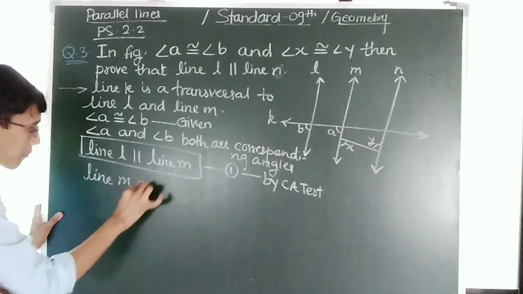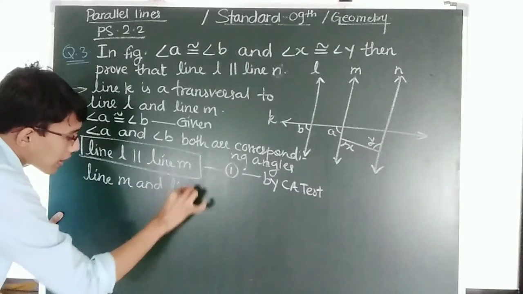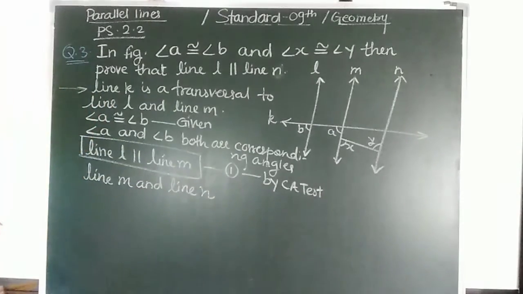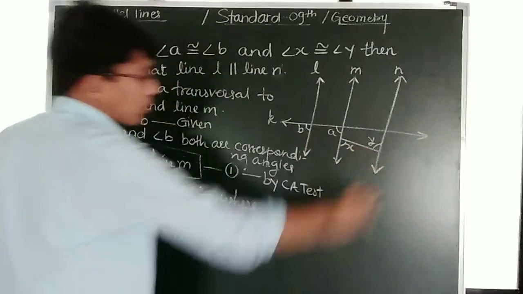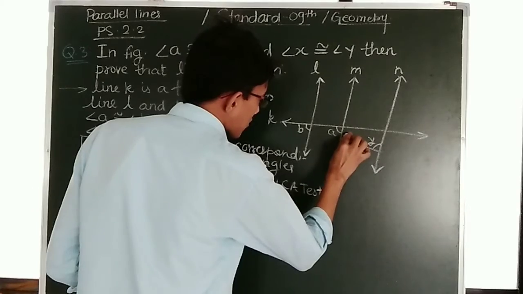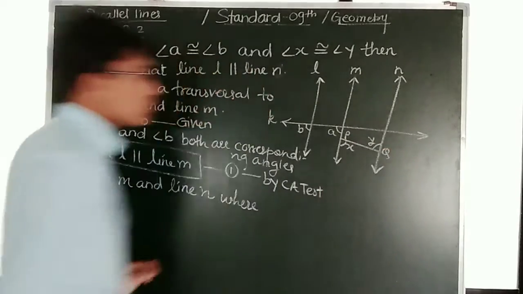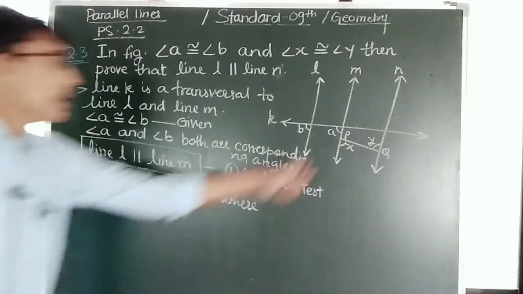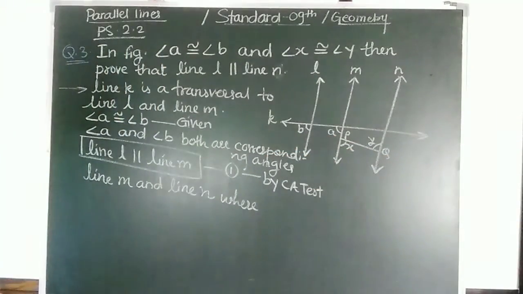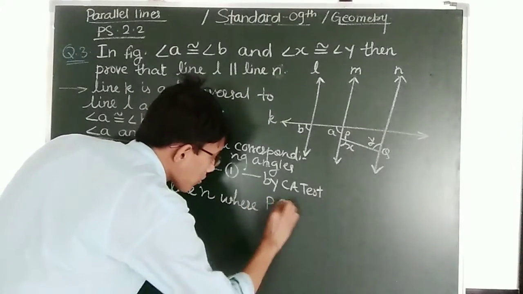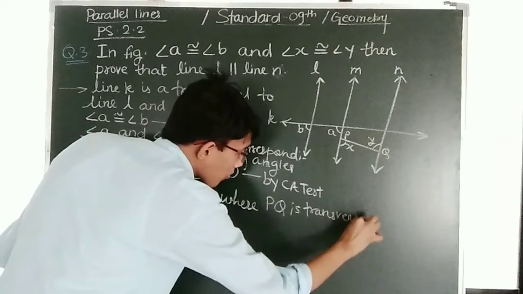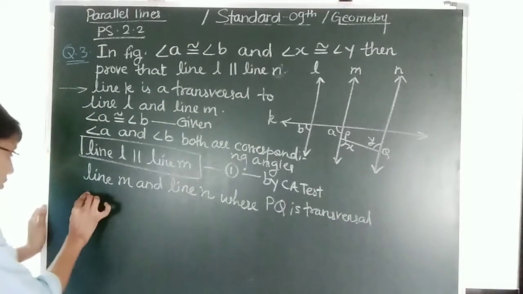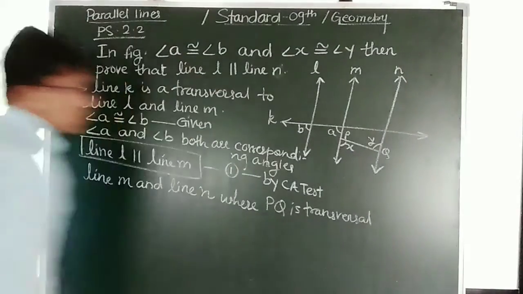line M and line N, where this particular line, I will take this as PQ. This PQ is a transversal for line M and line N. PQ is the transversal for line M and line N.